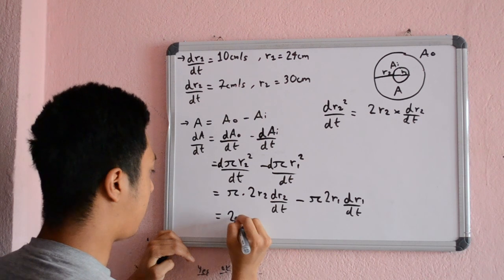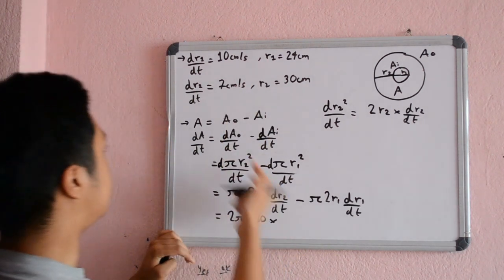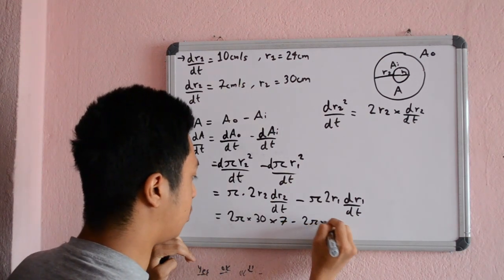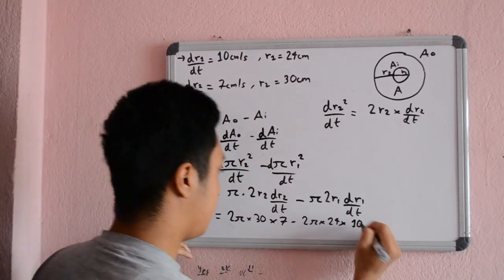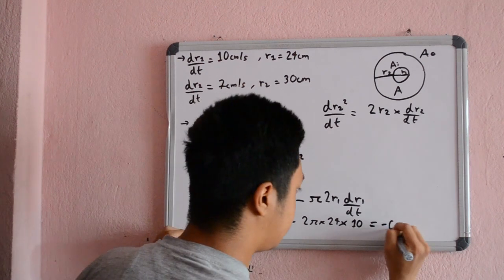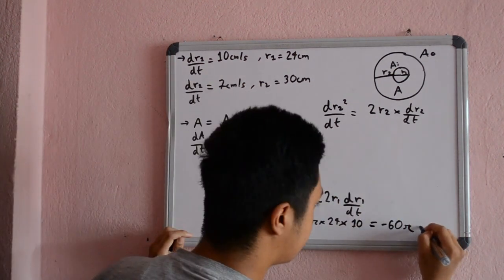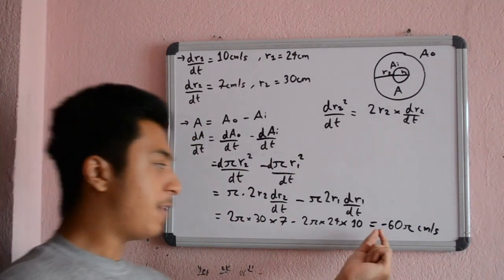You'll have 2 pi r2, which is 30, times dr2/dt, which is 7, minus 2 pi times 24 times 10, and let's just quickly compute this. This is minus 60 pi, and since we're doing centimeters per second, this is the unit. So we have a minus.